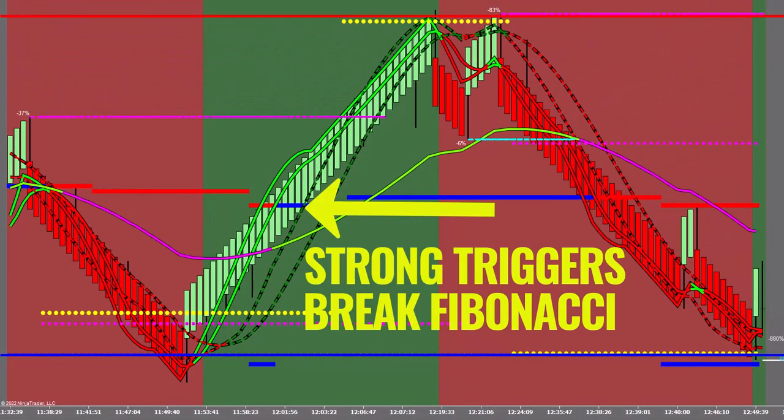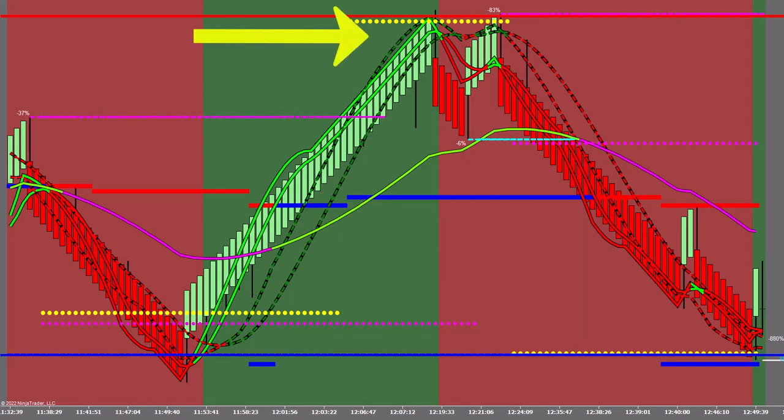This is also a really good illustration that not all support and resistance is going to hold. So you'll see we had red Fibonacci resistance, but it turned into a blue Fibonacci support. Typically, when the market is very strong, as represented by strong trigger lines, the market has a tendency to break through Fibonacci resistance, turning it into support and continuing up to the next level of Fibonacci resistance, which it did here. Which brings us to the top of the chart.